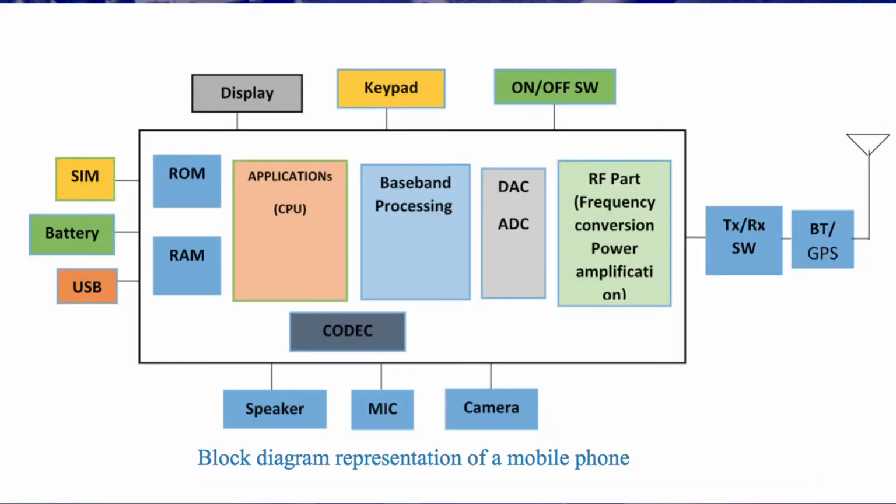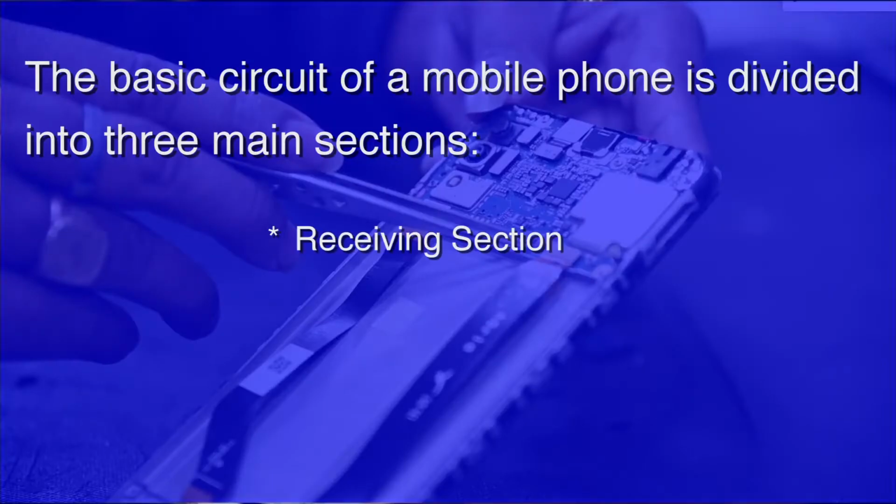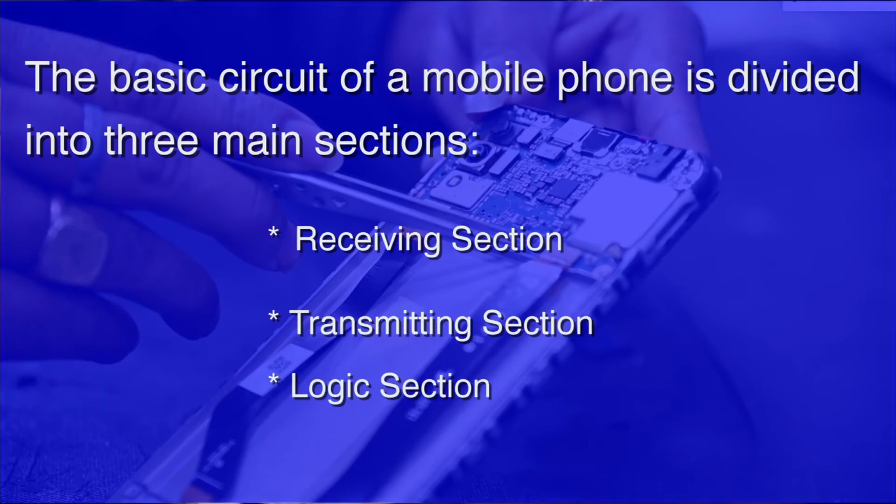So this diagram shows the block diagram representation of a mobile phone. And for understanding the basic circuit of any mobile phone, it can be divided into three sections. One is receiving section, transmitting section and the third one is the logic section.